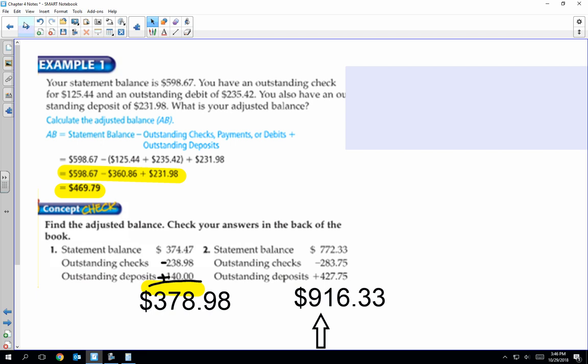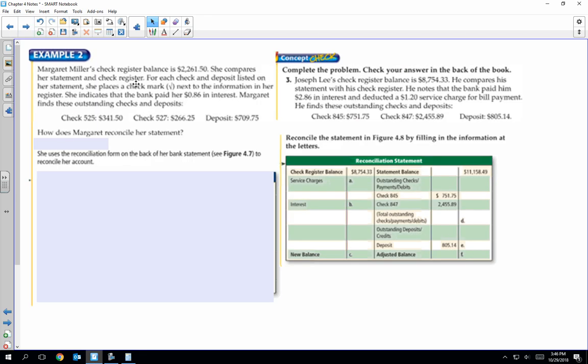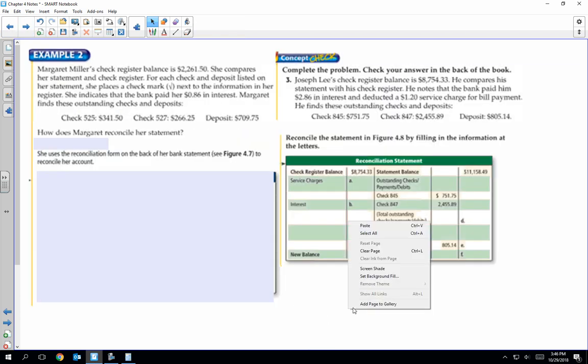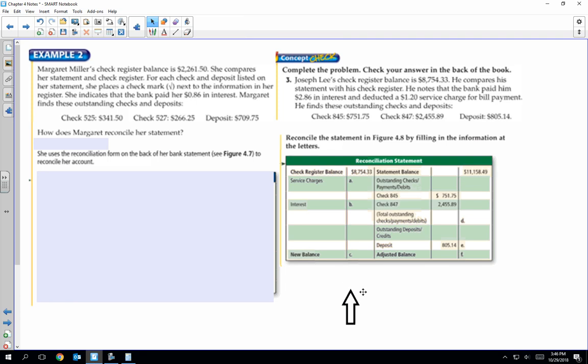All right, easy peasy. Let's try doing a little bit of a harder problem. We have Margaret Miller. Her check register balance is $2,261.50. She compares her statement and her check register. For each check and each deposit listed on her statement, she places a check mark next to the information in her register. We're going to do the same thing.